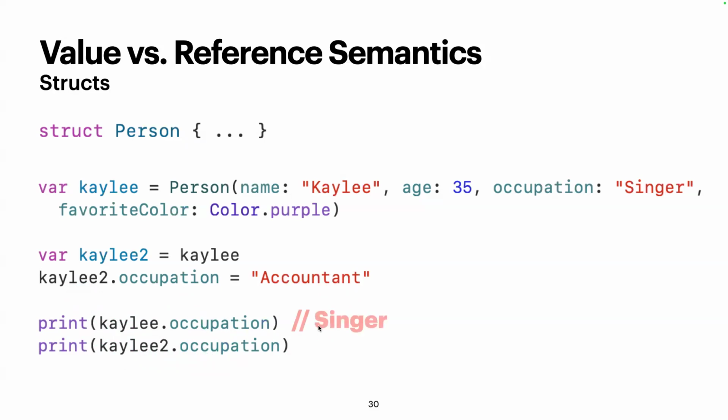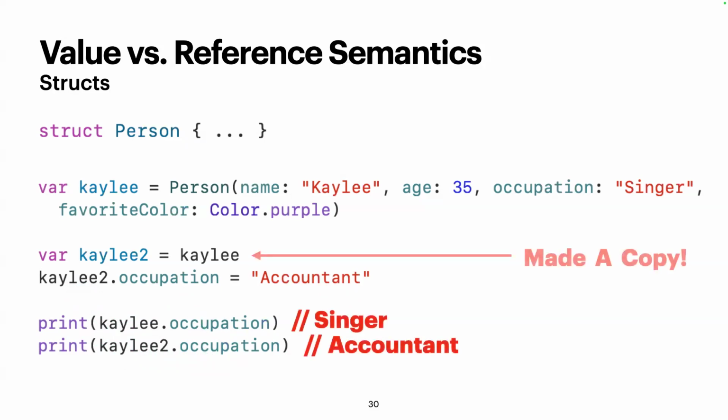Yes, very good. Why is that the case? Because we're working with a struct. Kaylee2 is a copy. Very good. So since structs conform to value semantics, when we assign or initialize a new variable to some struct, it gets copied. So right here, Kaylee2 gets a copy of Kaylee. So now that's why there's a difference there.